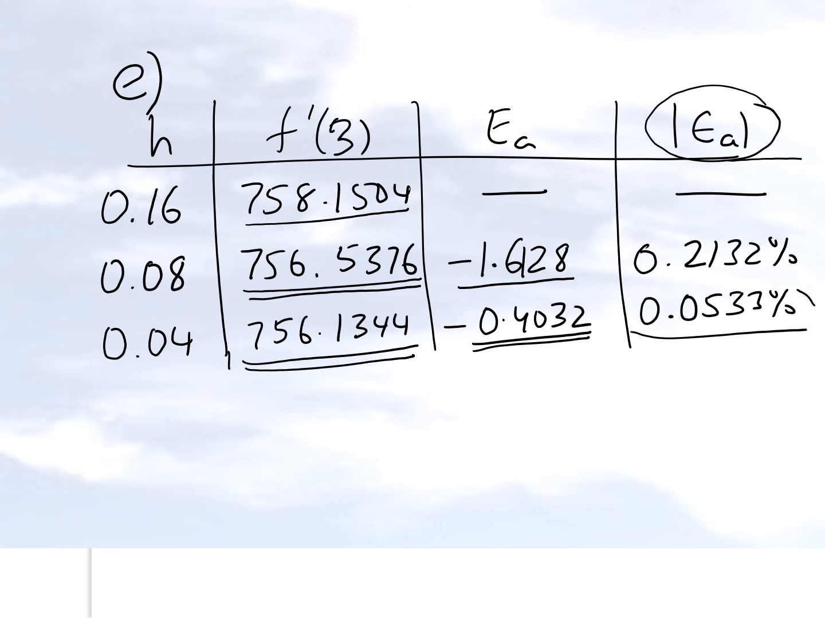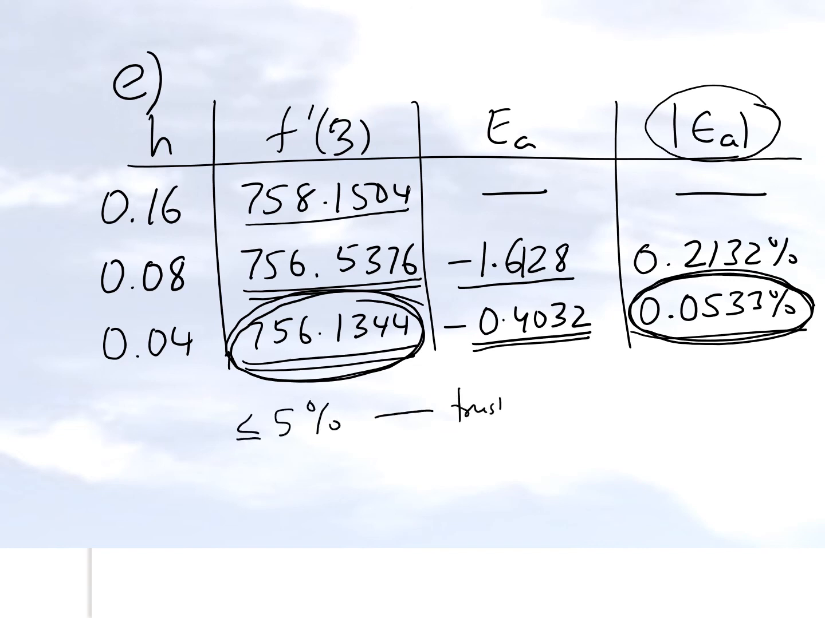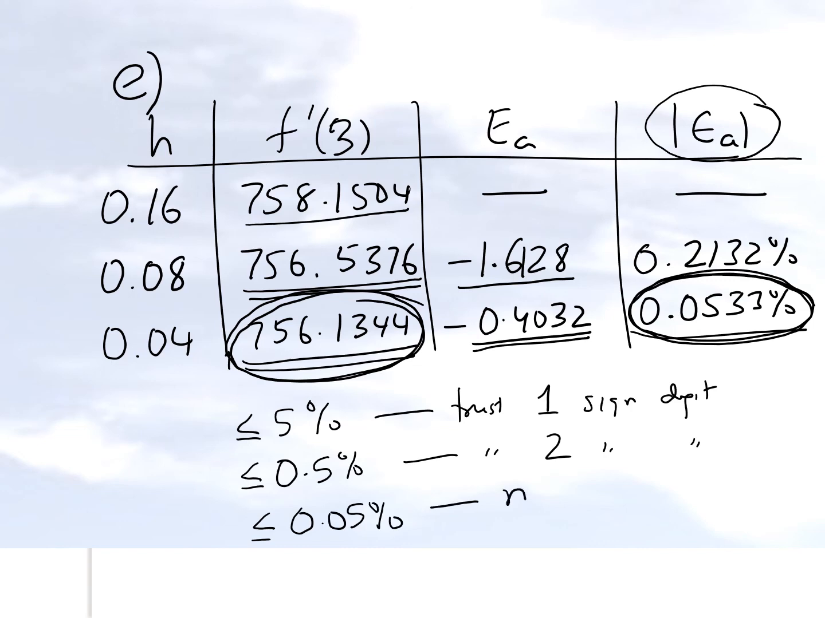So here you have an absolute relative approximate error of 0.0533% in this value of the derivative of the function. So how many significant digits can I trust? It is less than 5%, so I can trust one significant digit. It is less than or equal to 0.5%, so I can trust two significant digits. Is it less than 0.05%? No.